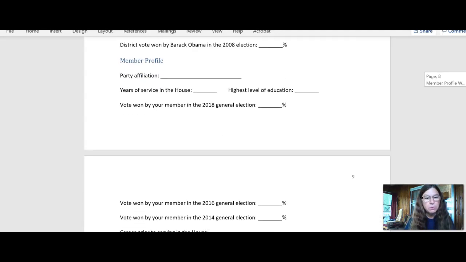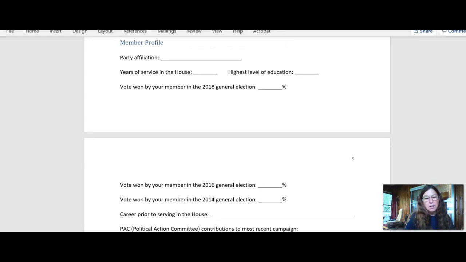So if we keep going through the worksheet here, member profile, we're going to focus on that particular member, in this case Carolyn Maloney. Party affiliation, she's a Democrat. We can look at the wiki pages and find out years of service in the House, the highest level of education that she achieved, and we'd want to know, again, her electoral experience. So we could go to her wiki and see votes won by the member in the 2018 general election.